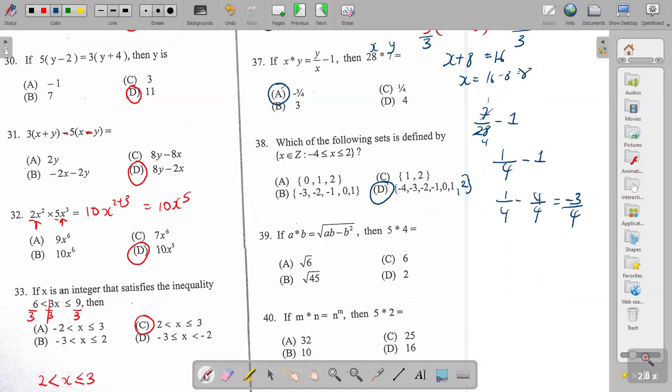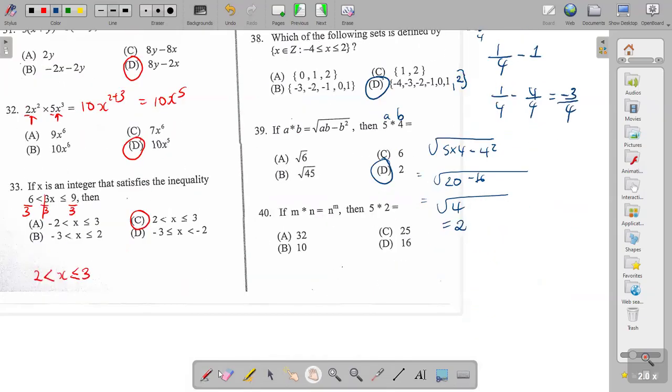All right. So next binary, this is our A, this is our B. So it's the square root of 5 times 4 minus 4 squared. So that will be 20 minus 16, which is the square root of 4. So our answer is 2.